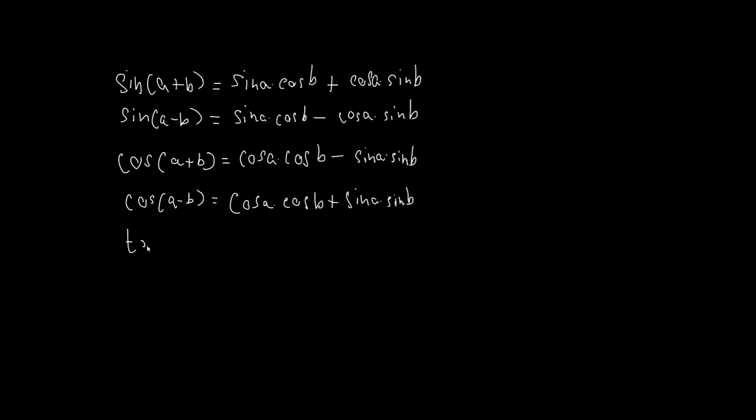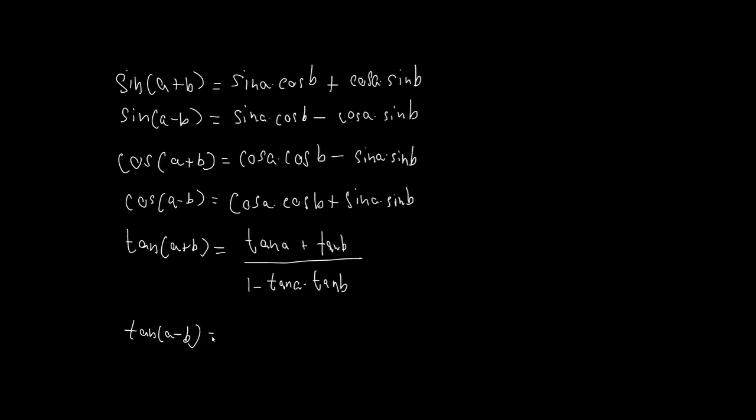Then last but not least are the tangent formulas. There are actually two. If you're going to add the two angles, you'll have tangent A plus tangent B, all over 1 minus tangent A times tangent B. And what if you're going to subtract two angles? Just interchange the operations. This would be tangent A minus tangent B all over 1 plus tangent A times tangent B.